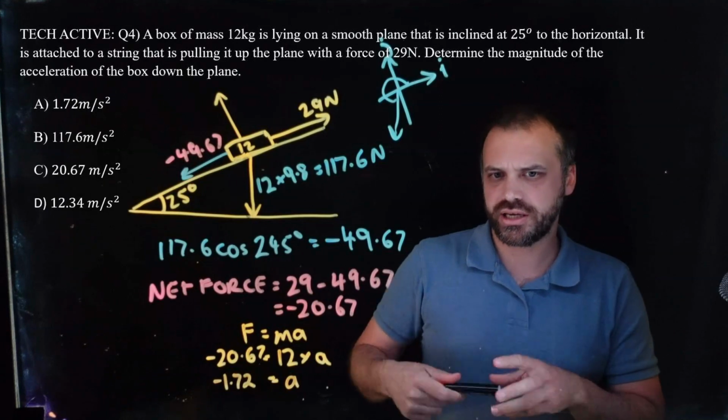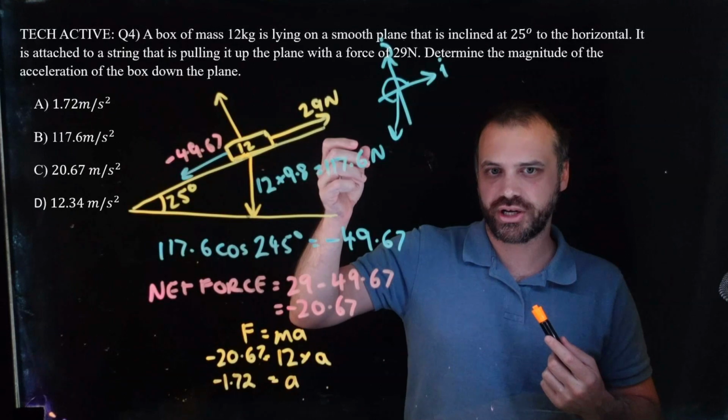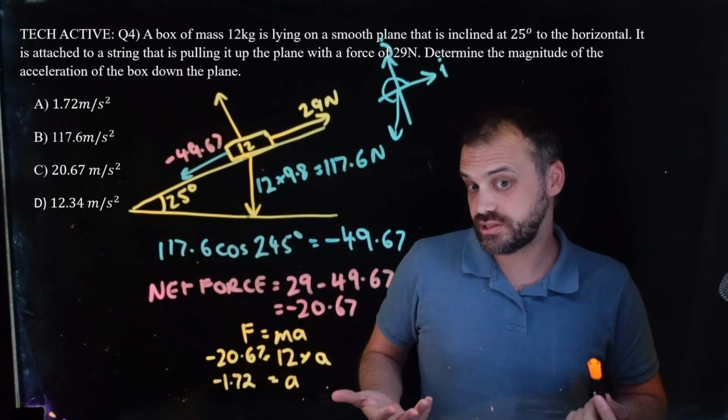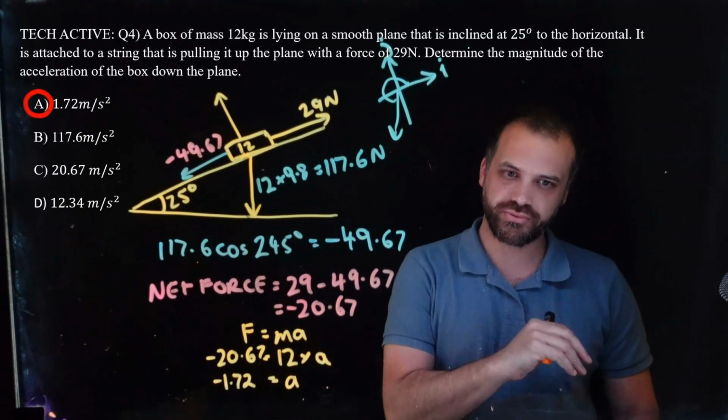Now, why is my answer negative and all of our options are positive? Because the question says acceleration of the box down the plane. Accelerating down, that's a negative acceleration. So our answer here is A, and we can move on to the next question.